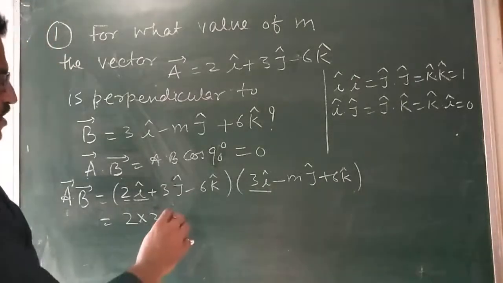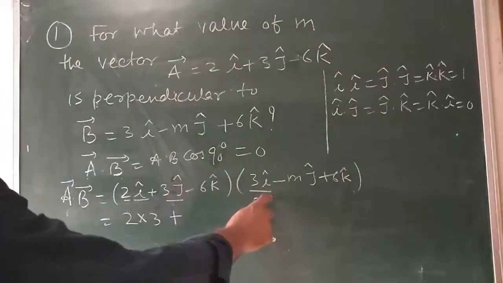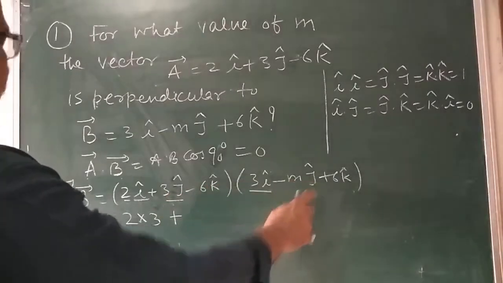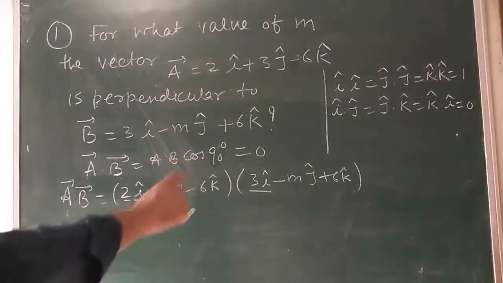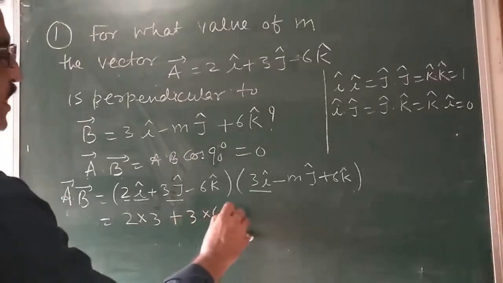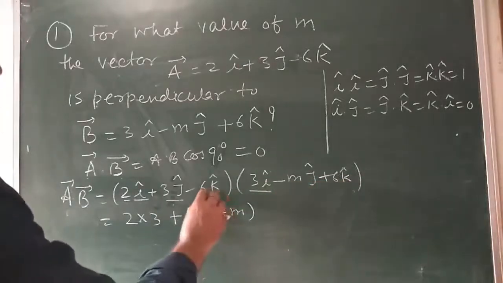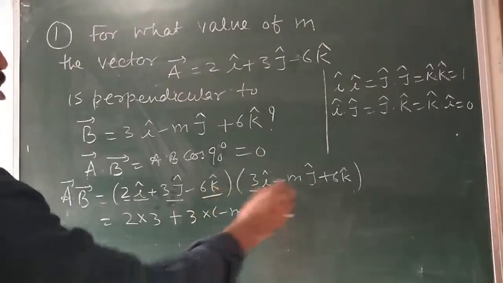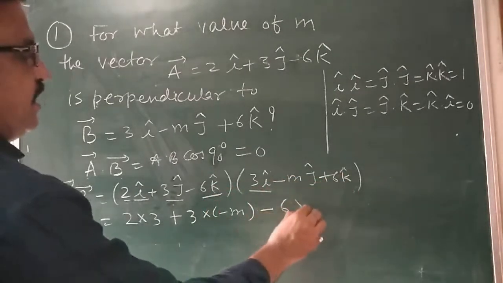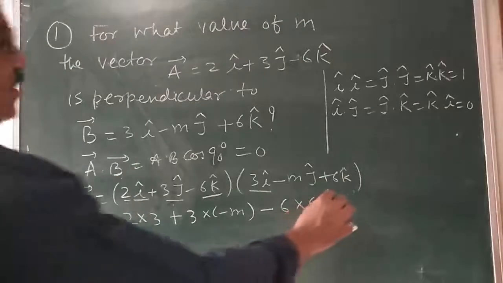Is it clear? Then 3j dot i is again 0. But 3 into minus m into j dot j, so I can write here plus 3 into minus m. Others are 0. j dot k is also 0, k dot i is 0, k dot j is again 0. k dot k, minus 6 into 6, minus 36, is equal to 0.